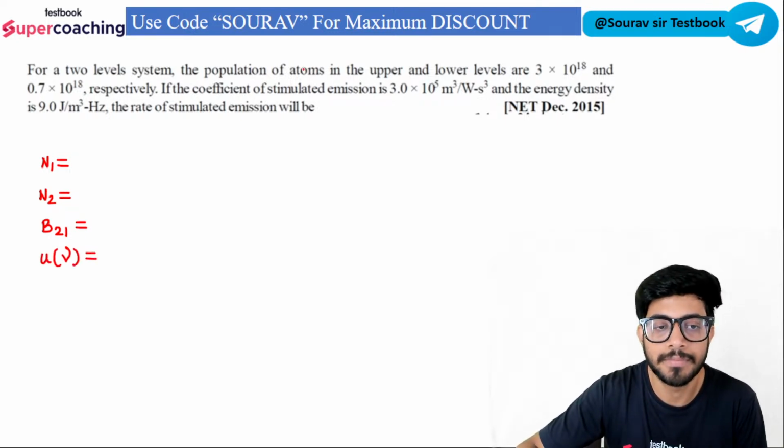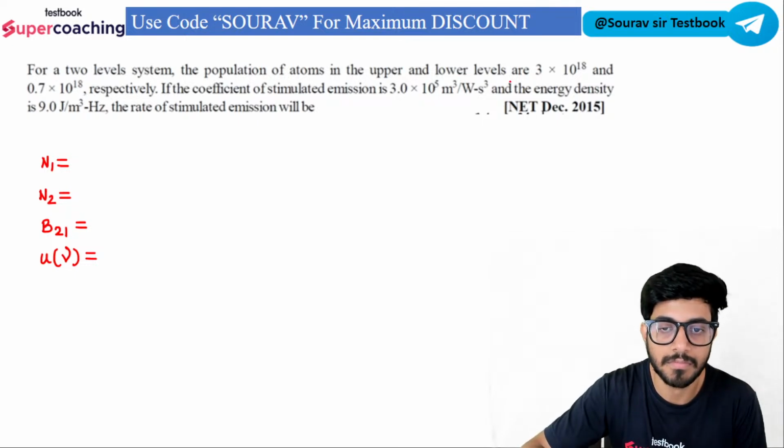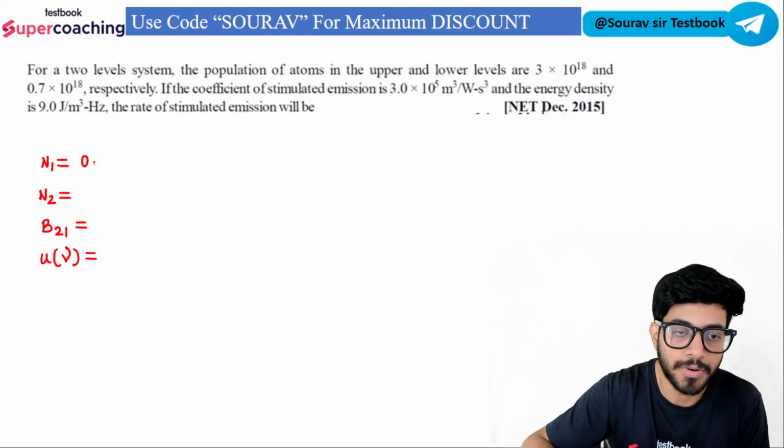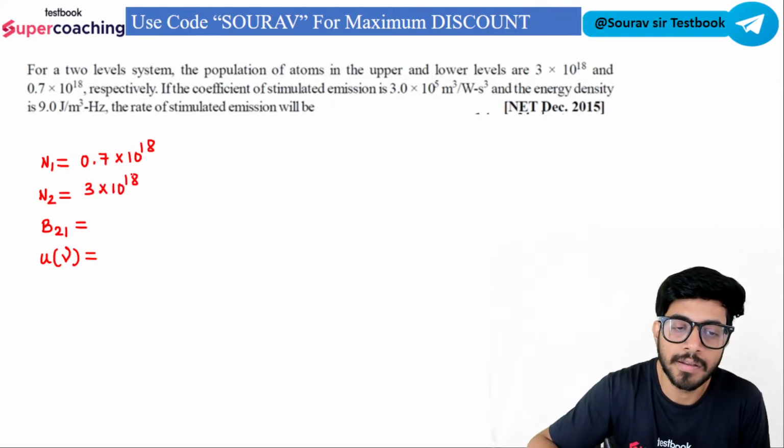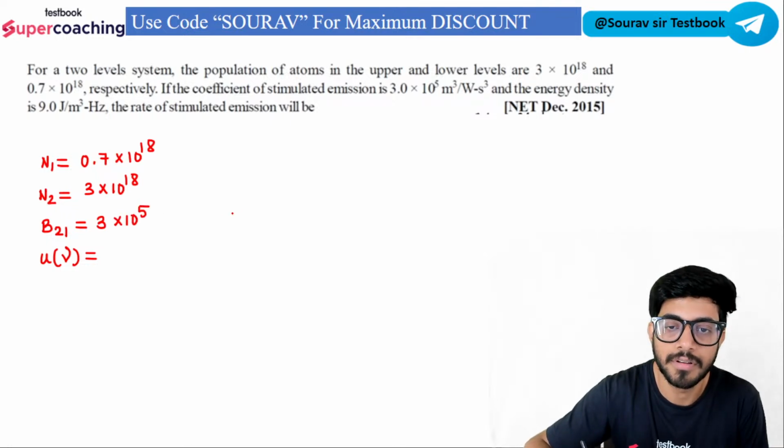N1 क्या बोला गया है? 0.7 into 10 to the power of 18, N2 is 3 into 10 to the power of 18. B12 is 3 into 10 to the power of 5. सारे SI में है इसलिए मैं यूनिट नहीं लिख रहा हूँ, and this energy density is 9.